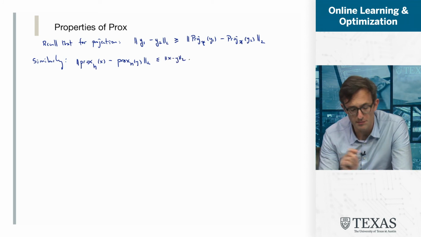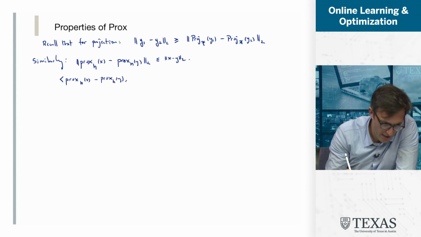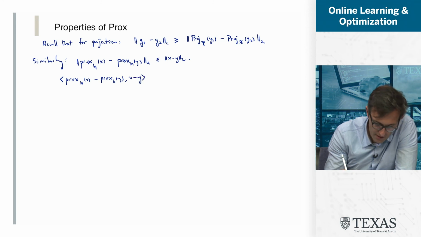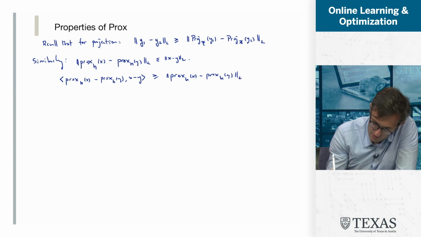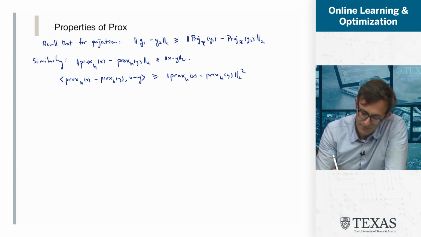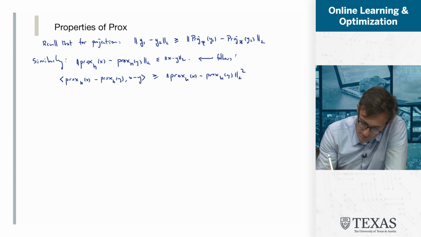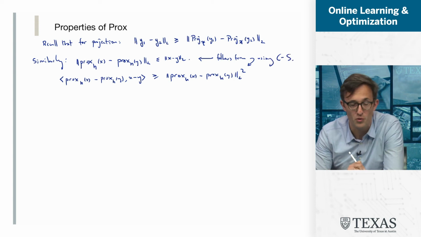In fact, I'm going to show something a little bit more, but it's basically equivalent to this: that the dot product of the prox of x minus the prox of y times x minus y is greater than or equal to the prox of x minus the prox of y squared. So why does one follow from the other? This follows from this simply using the Cauchy-Schwarz inequality.